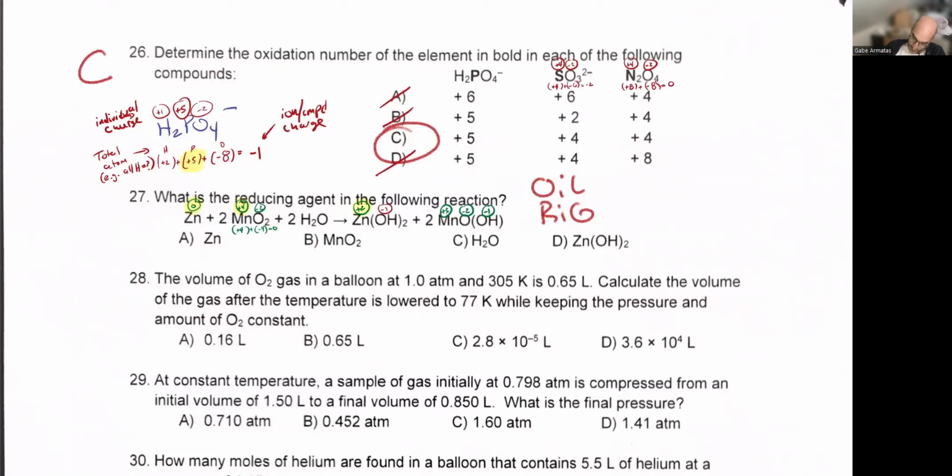So here's my zinc, here's my manganese. My zinc goes from 0 to +2, my manganese goes from +4 to +3. Okay, so we found 2 that change. It's mostly often the metals. So oxidation is loss, reduction is gain.